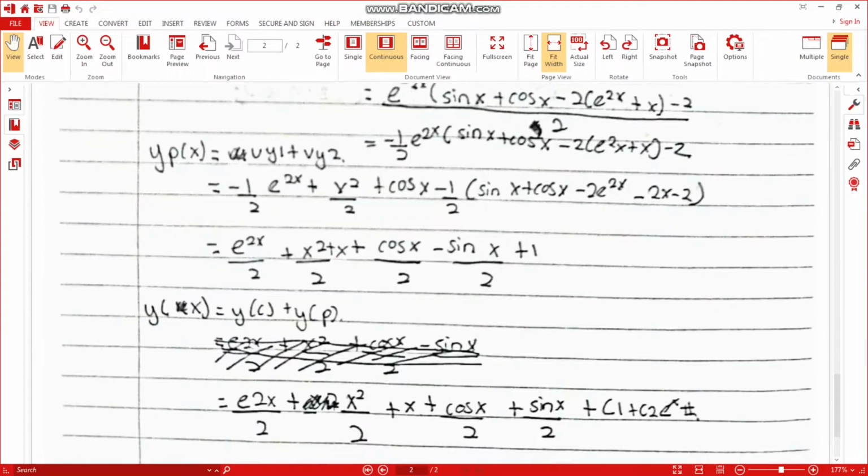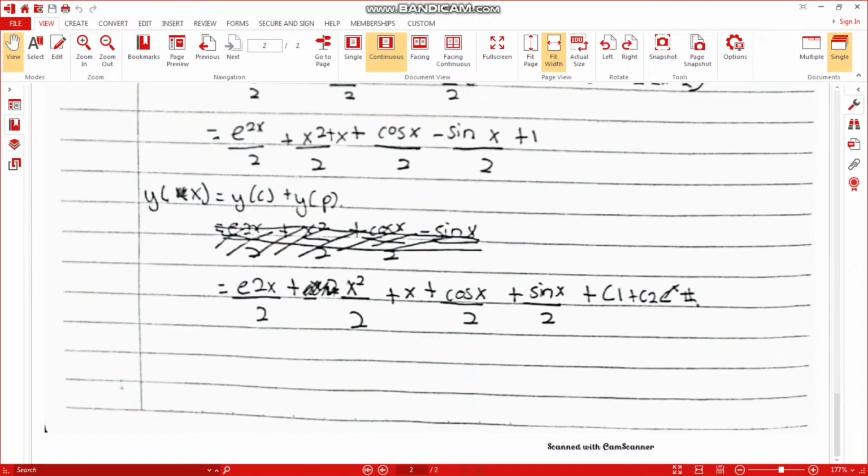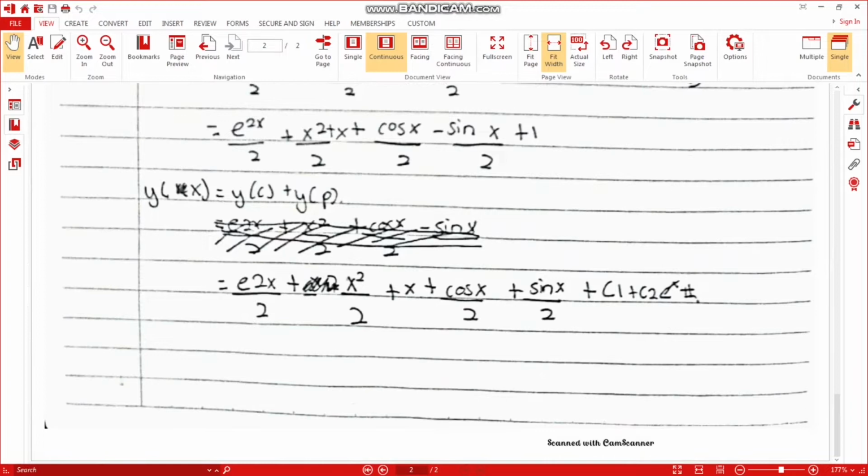We use this formula v1y1 plus v2y2, and then we substitute the equation into this formula and we'll get this answer. So this answer needs to plus by yc plus yp, which is c1 plus c2, and then we will get this answer. So this is the method of the variation of parameter. Okay, for the simulation at the software, I use Maple.